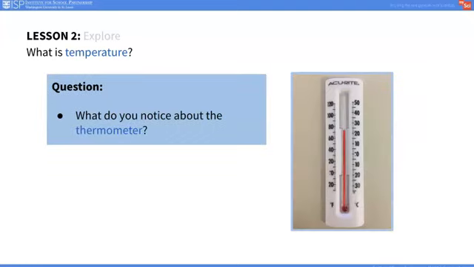In the Explore portion of this lesson, students will investigate thermometers with a partner. Students may notice that there are two sets of numbers on the thermometer representing degrees Celsius and Fahrenheit. There is a red ball at the bottom and a red line in a glass tube.